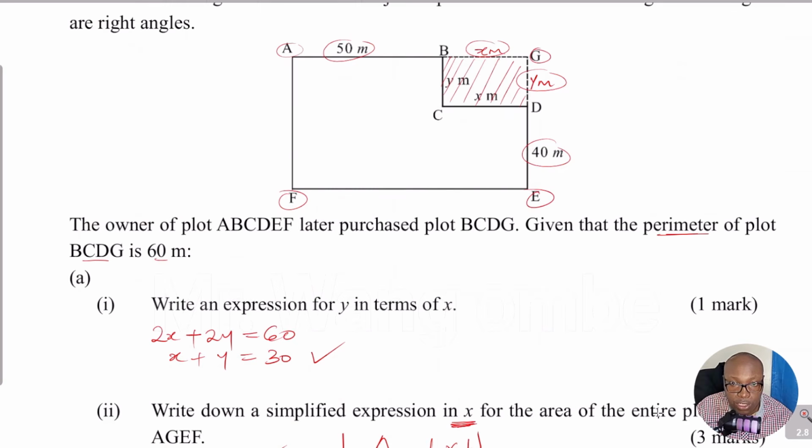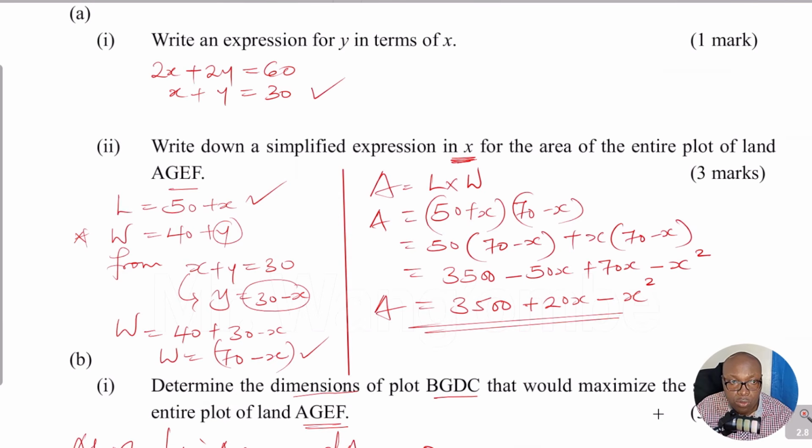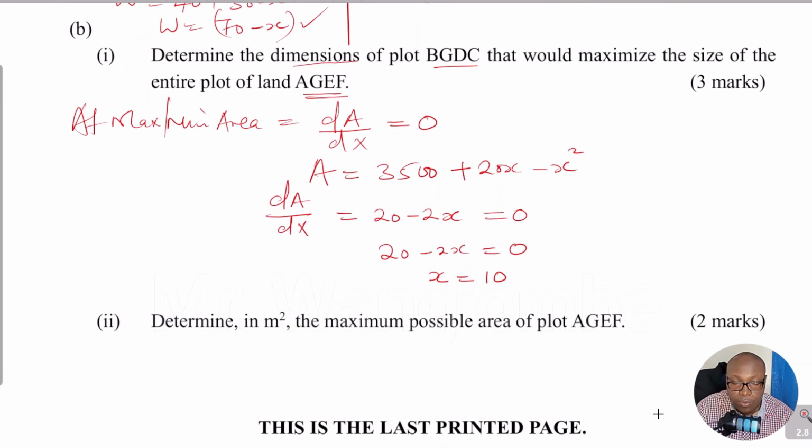We now need to get y, because the dimensions of that plot are x and y. We can use any of the equations. From the first part, x plus y is equal to 30. Since we have x as 10, y will be 20. So the dimensions are x should be 10 meters and y should be 20 meters. Those are the dimensions that will maximize the size of the entire plot of land.